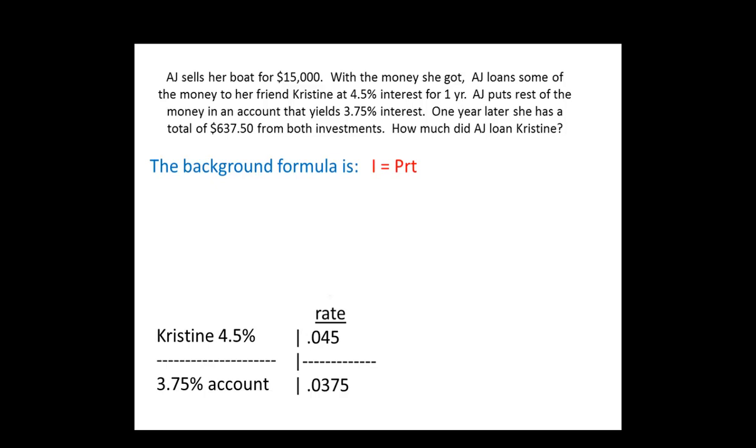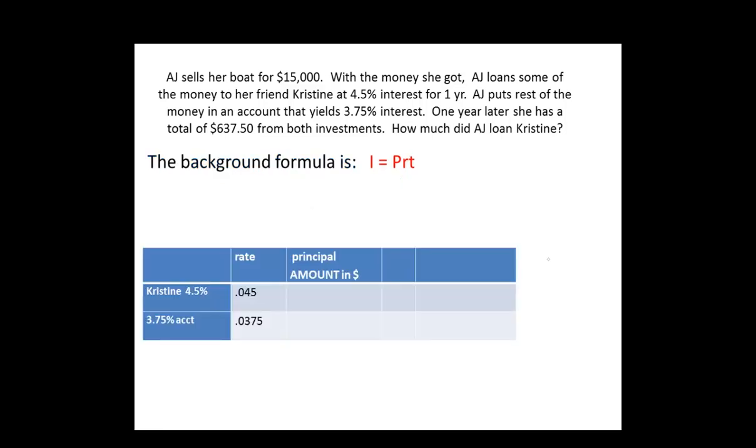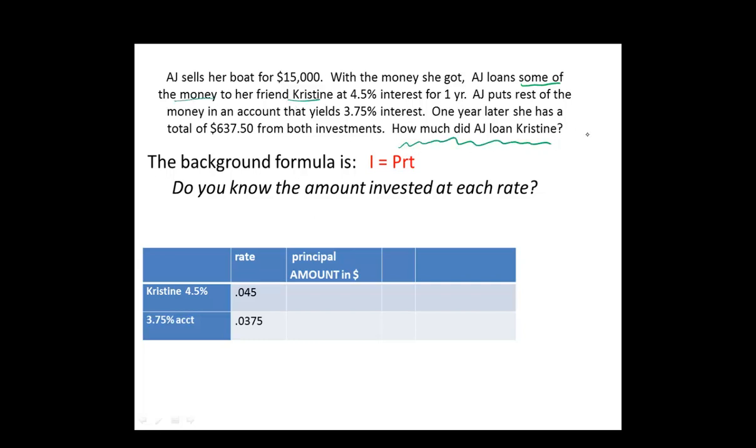Notice that we already have our rate. That's right here. And the rate is going to be multiplied by the principal. So that's what we need for the next box. We need our principal here. And we're going to be working on figuring out what is the principal, or that's the amount of money put in. Do we know how much is invested at each rate? Well, let's see what it said. It says she put some of the money to Christine. In fact, it says, how much did she loan Christine? So we really don't know how much that is.